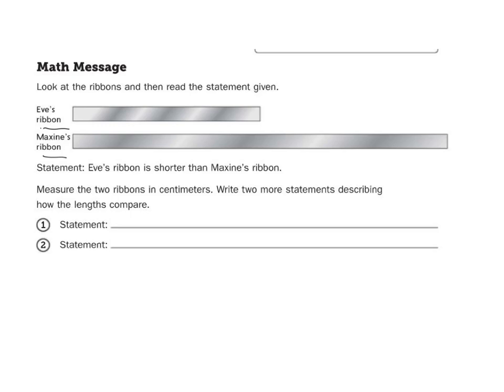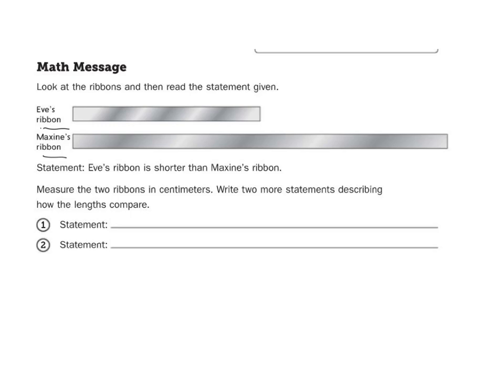If you have a ruler at home with you, measure the two ribbons in centimeters and write 2 or more statements describing how the lengths compare. If you don't have a ruler at home, I want you to take a look at the pictures. What do you notice about the difference between Eve's ribbon and Maxine's ribbon? Pause the video to write your statements. Use your notebook to write your statements in.